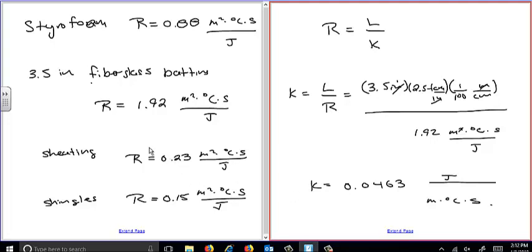So I may ask you to do that. Take one of these R values with a dimension L, which may be in inches, convert inches to meters, and then do that. Okay, so that's the heat transfer type calculation.